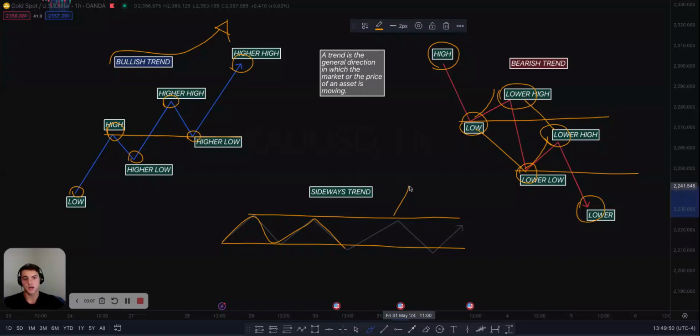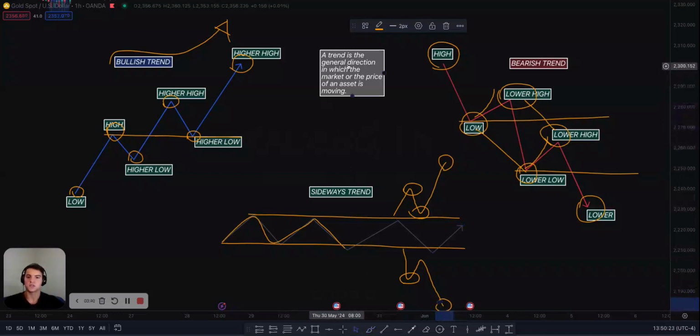Price breaks above, makes that pullback, collects some more buy orders, and then creates a new high. So this is a high if you're going up, this is a low, and then you create a new higher high. Same thing for the downside. If I'm coming down, I break, I create a low, I make a new lower high, and then break that lower low over here and form a new low. So this is basically the first thing that you need to understand when trading: where is the market going?